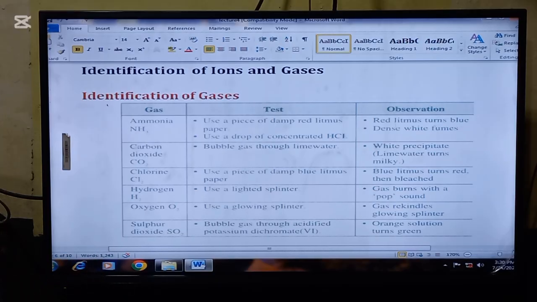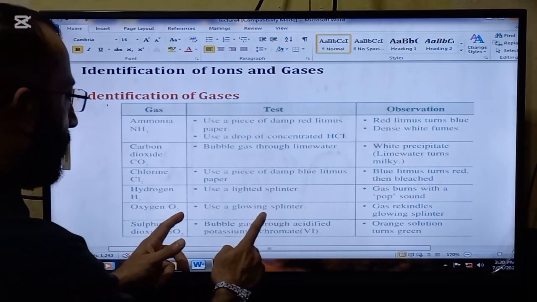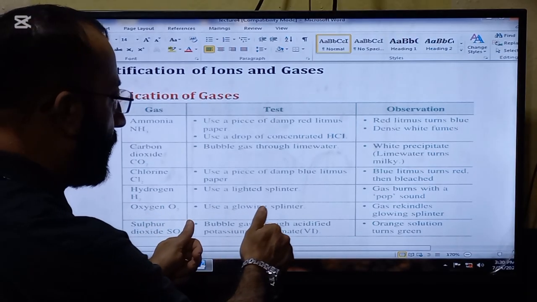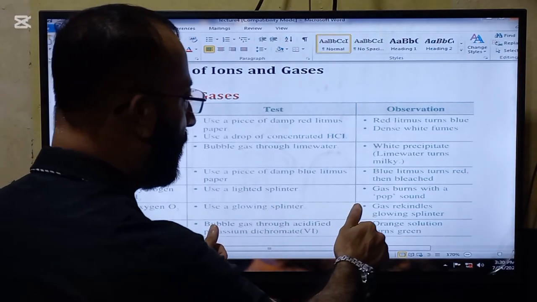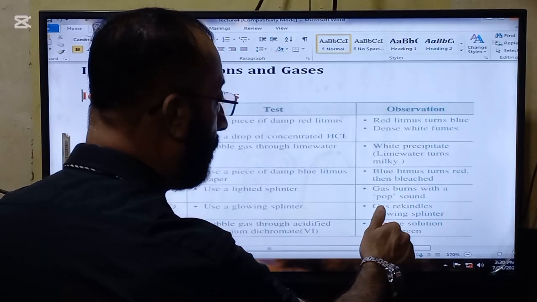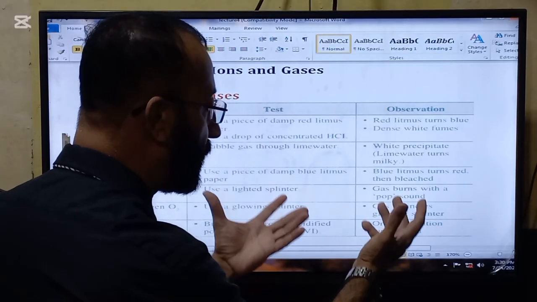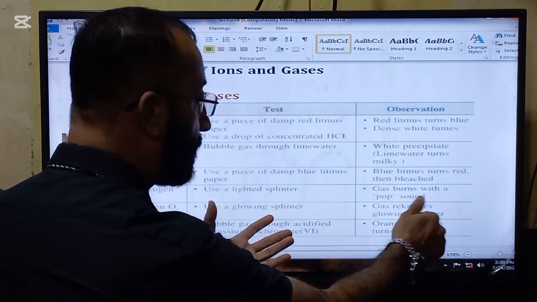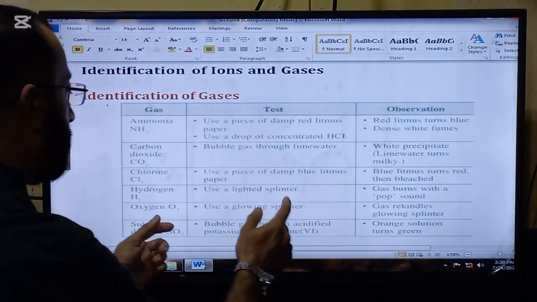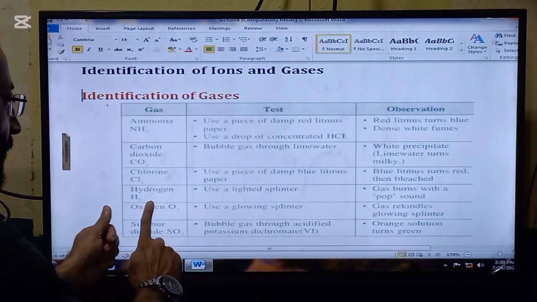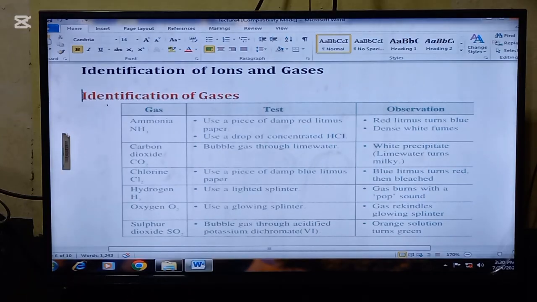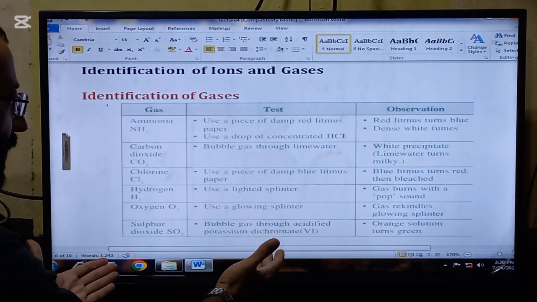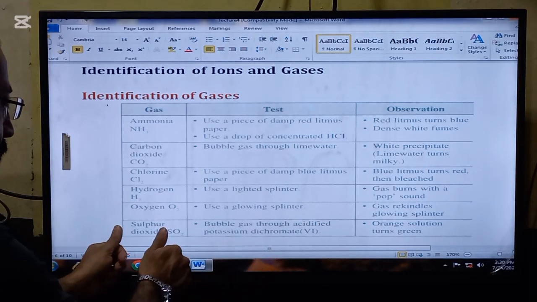The next gas that is going to be identified is hydrogen gas. Here is the test. If you use a lighted splinter, and if the gas burns with a pop sound, that will be the sign that the sample gas is hydrogen gas.